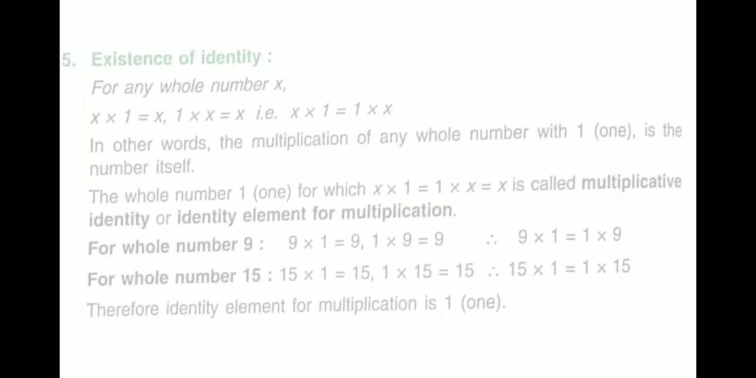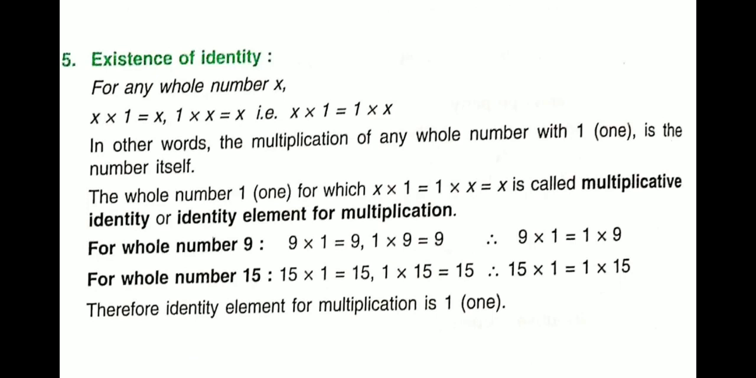Fifth is the existence of identity. Identity over here means that if you multiply any whole number with a number, and you get the same number as a product. For example, if you multiply 9 with 1, your answer is 9, or you multiply 1 with 9, your answer is 9. In both the cases 9 times 1 or 1 times 9 is the same.